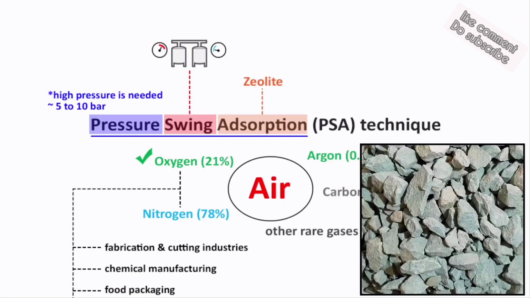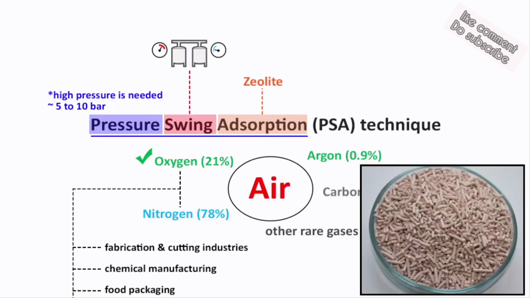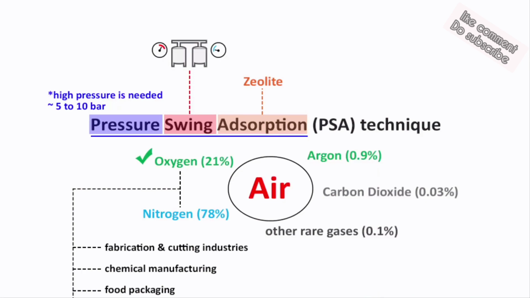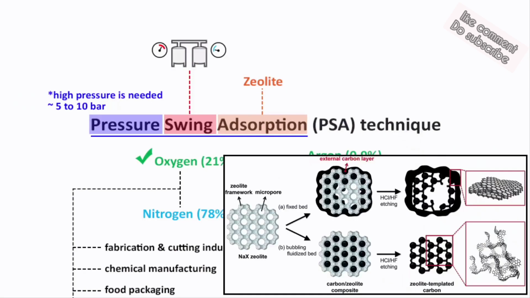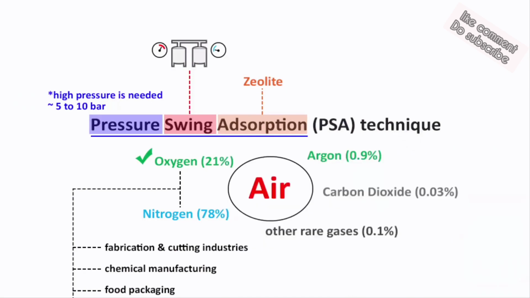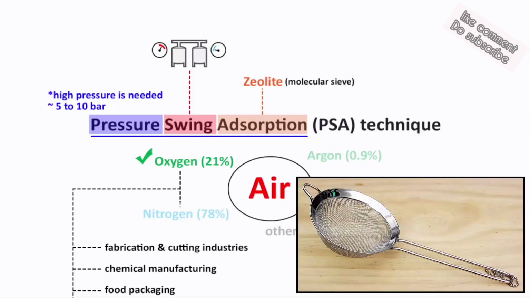Zeolite is found naturally as well as produced industrially. Zeolites are minerals that contain mainly aluminium and silicon compounds. They are used as drying agents in detergents and in water and air purifiers. It contains micropores that adsorb nitrogen from air. That is why zeolite is used in this technology for the production of oxygen. It is because of this adsorbent that oxygen gets separated from air. That is why zeolite is also called a molecular sieve.